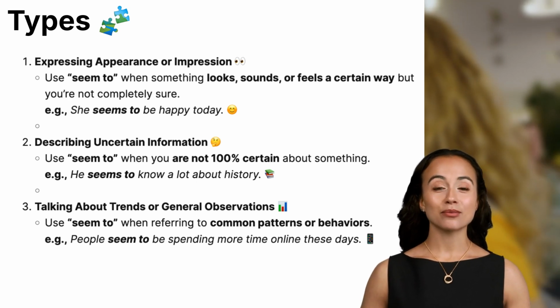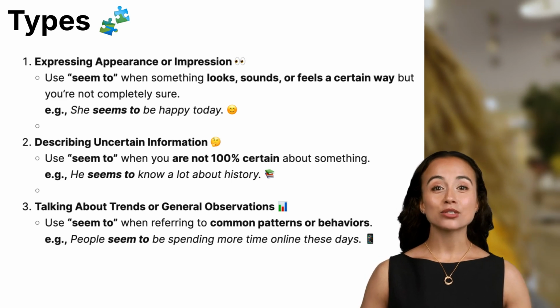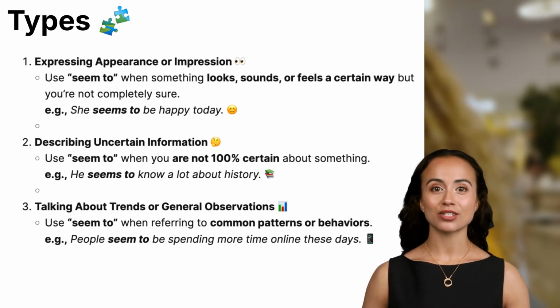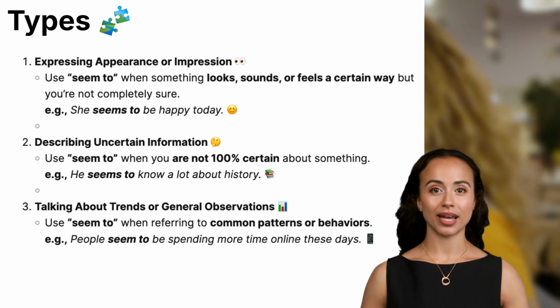This means she looks or acts happy, but you don't know for sure. More examples: The movie seems to be interesting. He seems to enjoy his new job. If something appears to be a certain way, "seem to" is the best way to describe it.